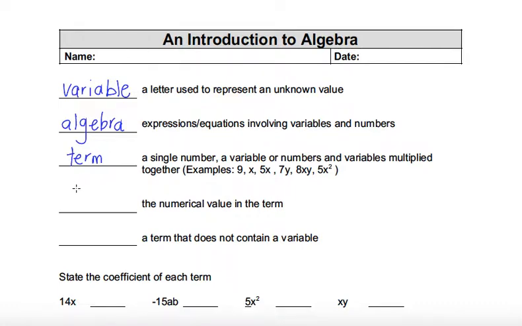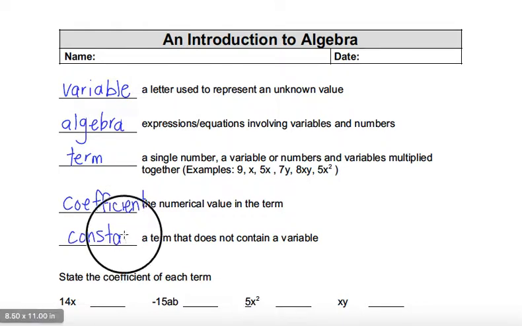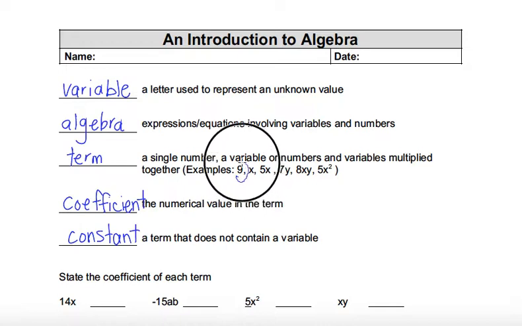When we're looking at a term, the coefficient is the numerical part of the term. So the number in the term we refer to as a coefficient. And the last definition that you need to know is that a constant is just a term that involves a number. So there are no letters attached to that term. If we look at our examples up here, 9 would be an example of a constant because it just has a number. So there's no letter in that term.